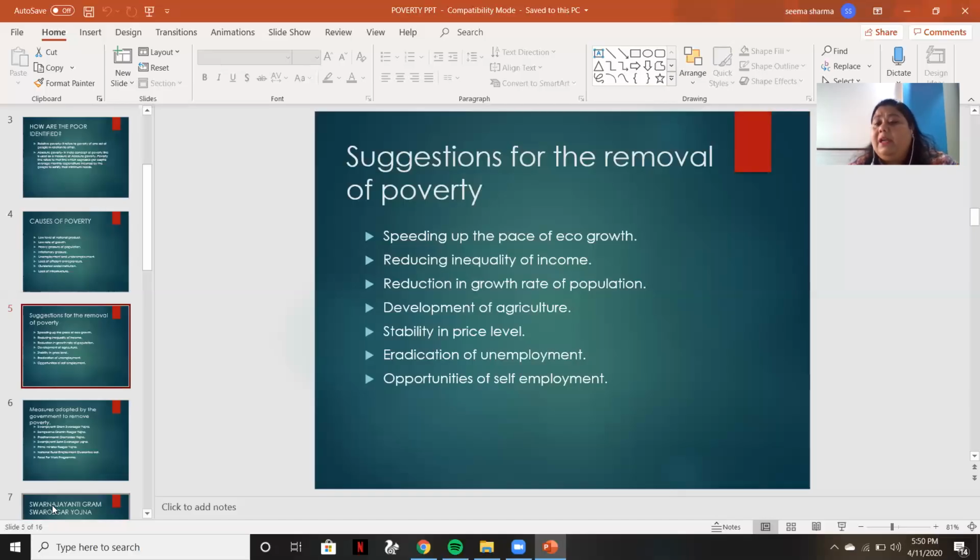So it's very high time for India to concentrate on the speed of economic growth. If we are able to speed up economic growth, we'll be able to create more jobs. If we create more jobs, more people will have disposable income. They'll be able to fulfill their basic needs. Hence, poverty will come to a standstill.